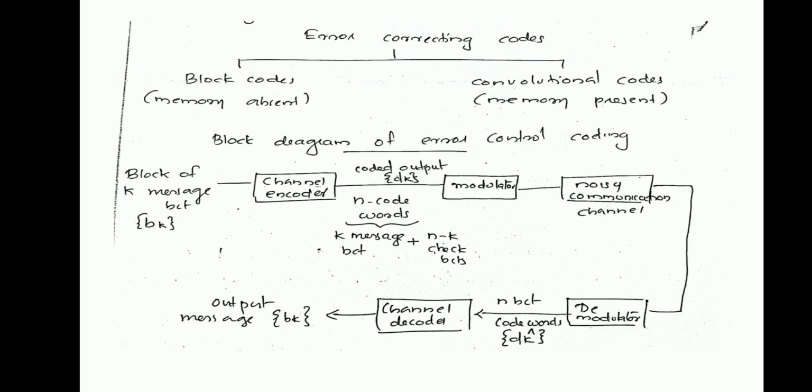So here we can see that we are adding some extra bits, that is n minus k check bits, and that n minus k check bits are added by the channel encoder. At the receiver side, using these n minus k check bits, the decoder will check whether error happened or not. So we can easily detect the error, and sometimes we can correct some errors also.